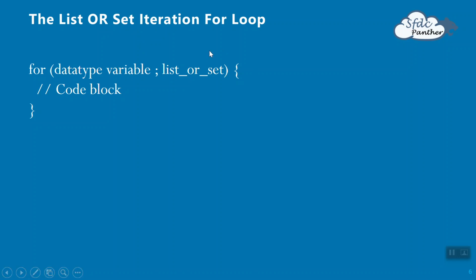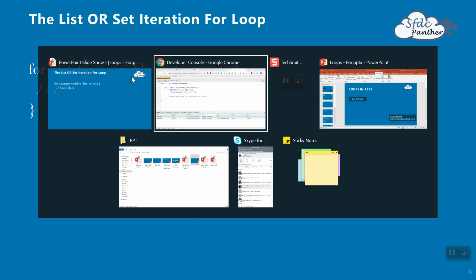So how does it work? It also takes three parameters. First a data type, whatever the data type of the set or list is. I will explain while doing the live implementation. Then the variable, whatever variable you want, and then the complete list, and then whatever logic you want to put inside that code block. So let's go ahead and see how this works.